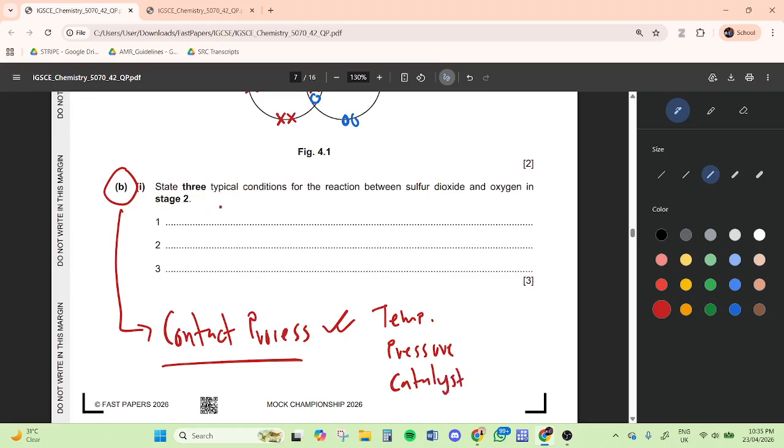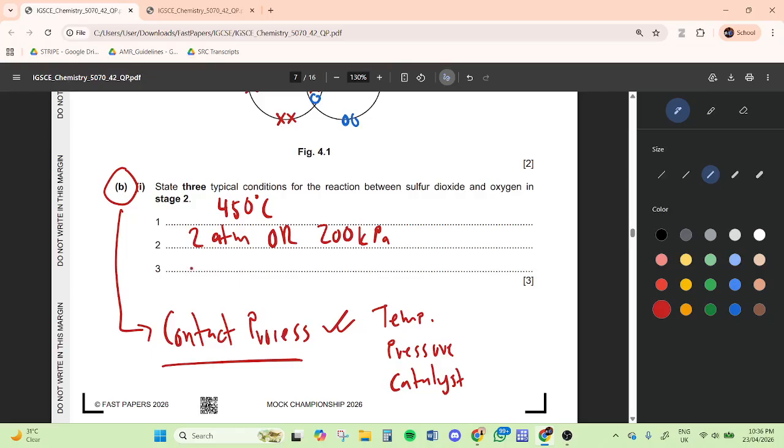Because it's as simple as just writing 450 degrees Celsius. For the pressure, you can either choose between 2 atm or you can write 200 kilopascals. You don't lose marks; you get marks for whichever one you write.